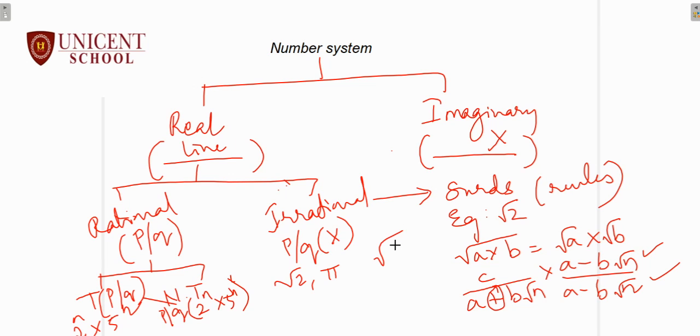One more rule: root of a by b can be written as root a by root b, and root a into root a can be taken as a. So these are the simple rules which we will be applying in simplifying the sums in this chapter. Thank you.